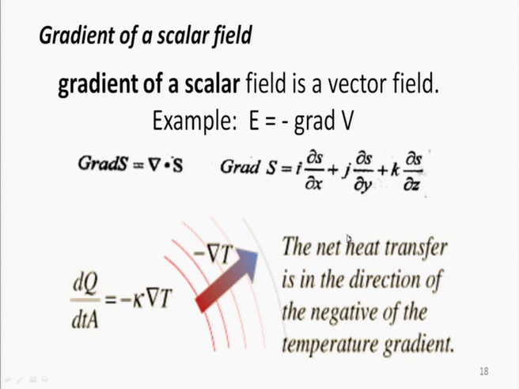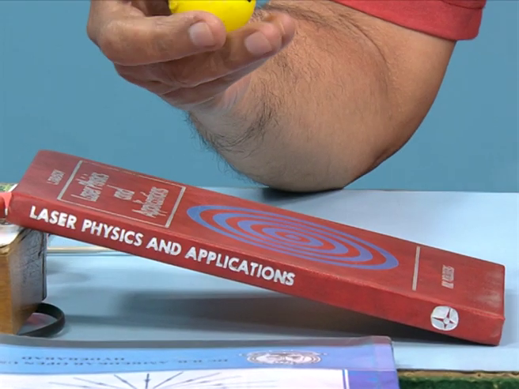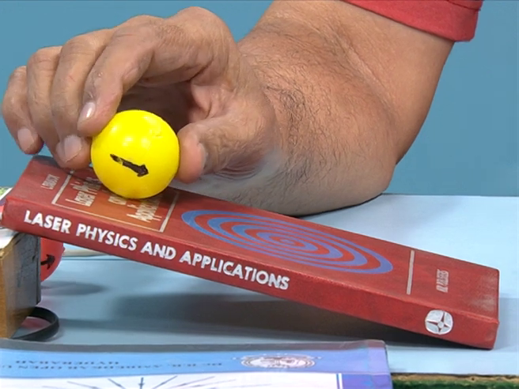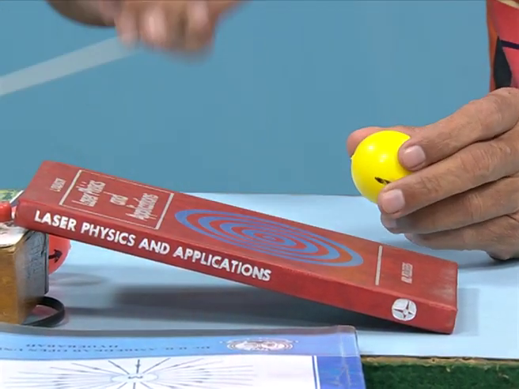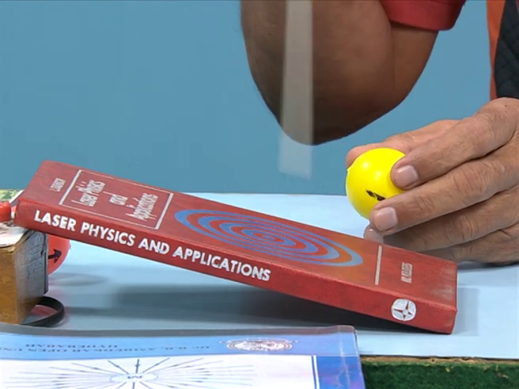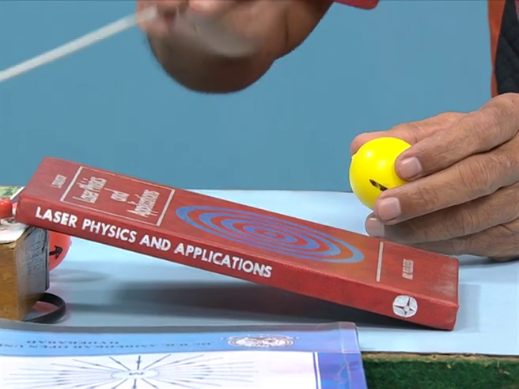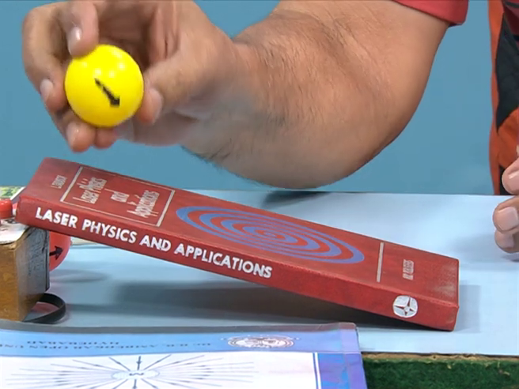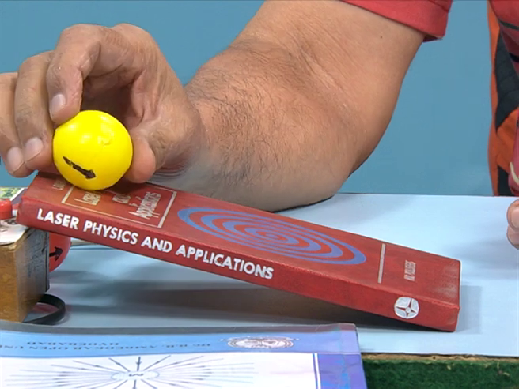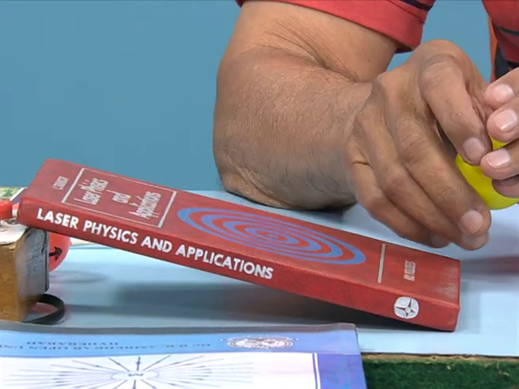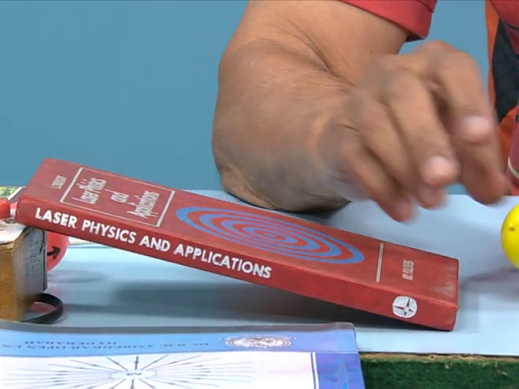This is represented in the form of heat transfer. We can also see this gradient in this particular form. I am keeping this ball at an elevated place compared to this point, hence there is a slope, called a gradient. This gradient is called the gravitational gradient. What will happen? It will fall down like that. So, this is the gravitational gradient.